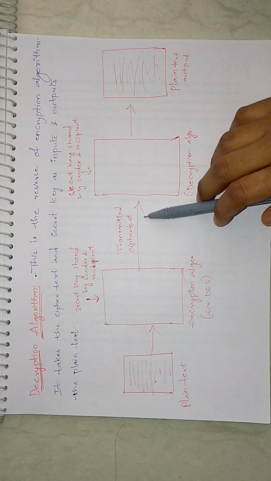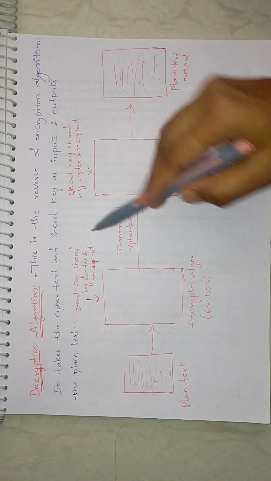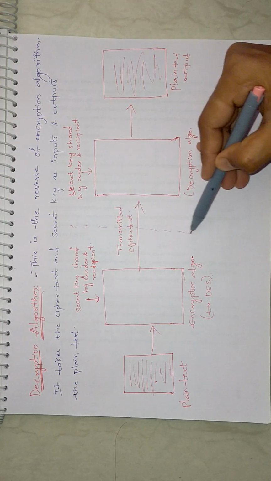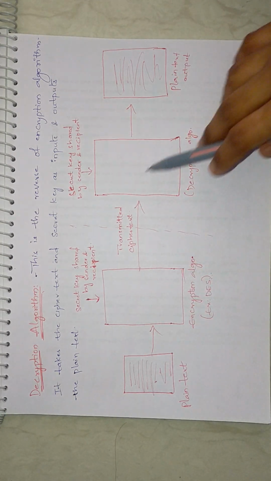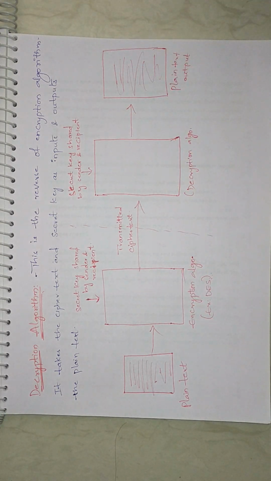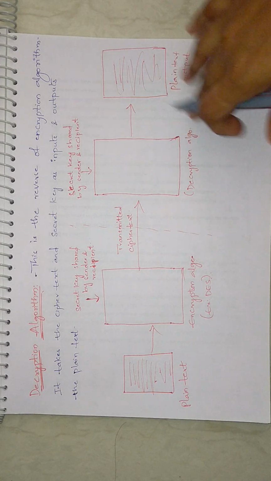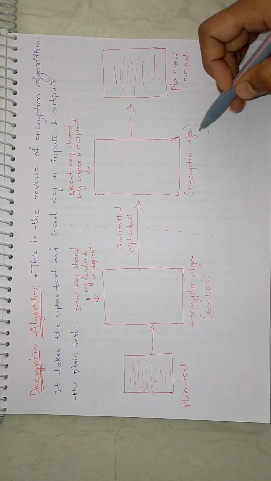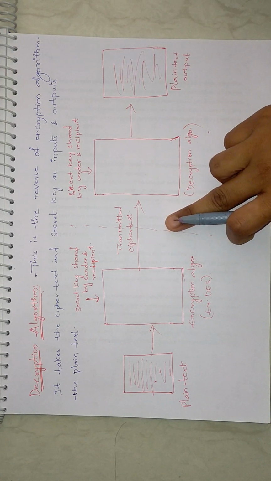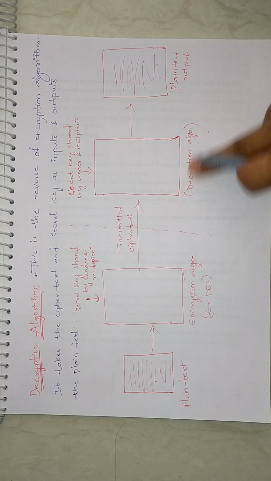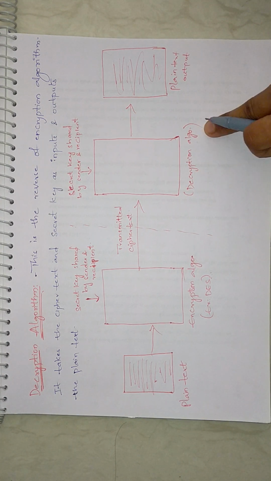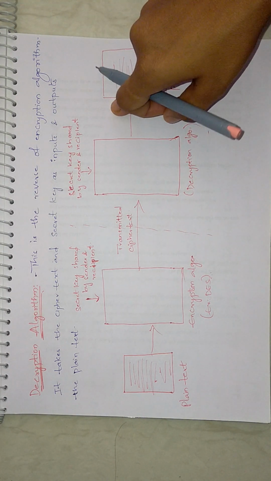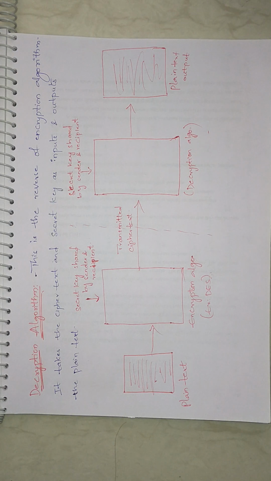Now this transmitted cipher text, this whole thing is on the sender side. And this part is on the receiver or recipient side. Whatever cipher text is received, it will use the decryption algorithm and again the secret key to decrypt it. That means it will convert the unreadable text back to the plain text.